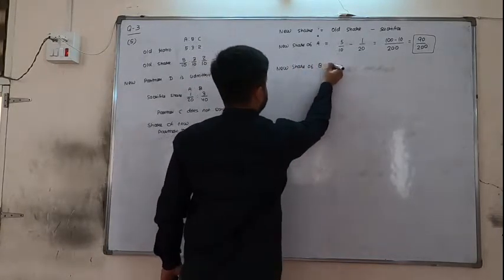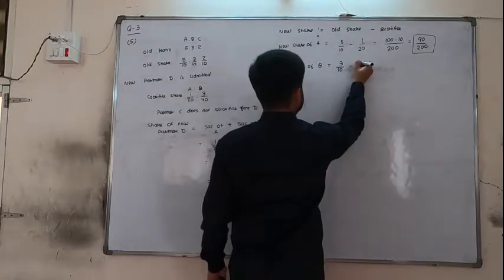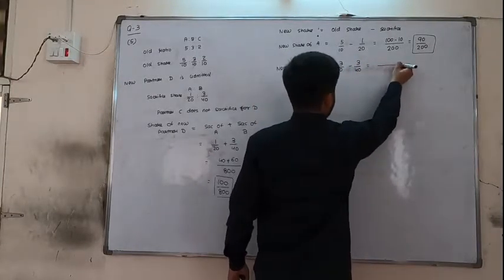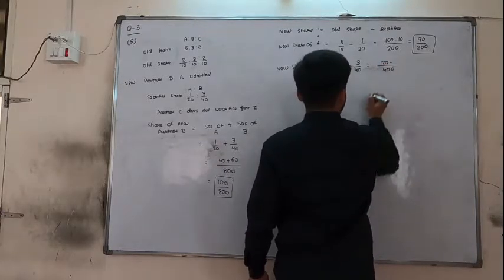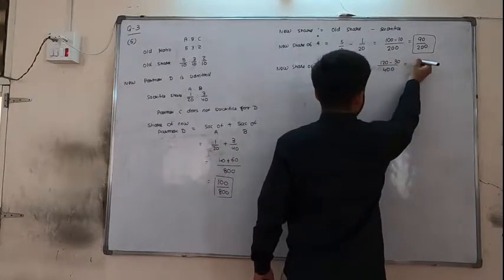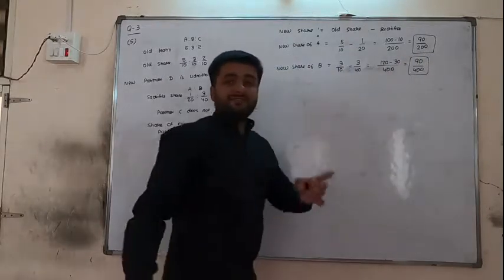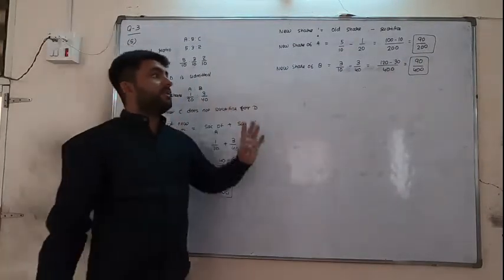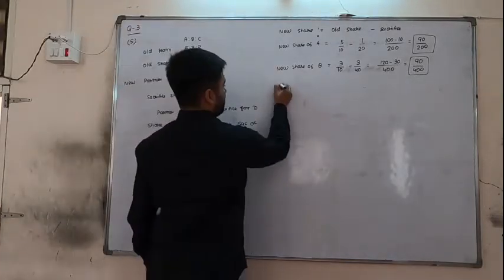New share of B. B's old share is 3 by 10. B's sacrifice is 3 by 40. 40 tens are 400. 4 threes are 120. 10 threes are 30. 90 by 400. See, numerators, if they are same or not same, it's not a problem, but denominators must be same. Afterwards we will look at what is happening. Okay.